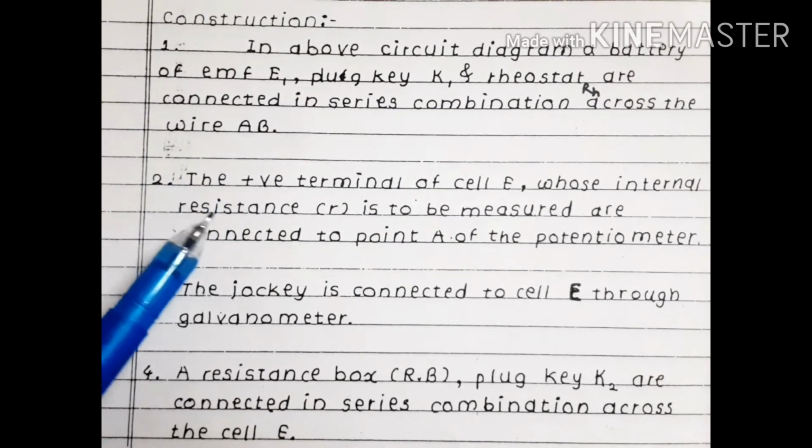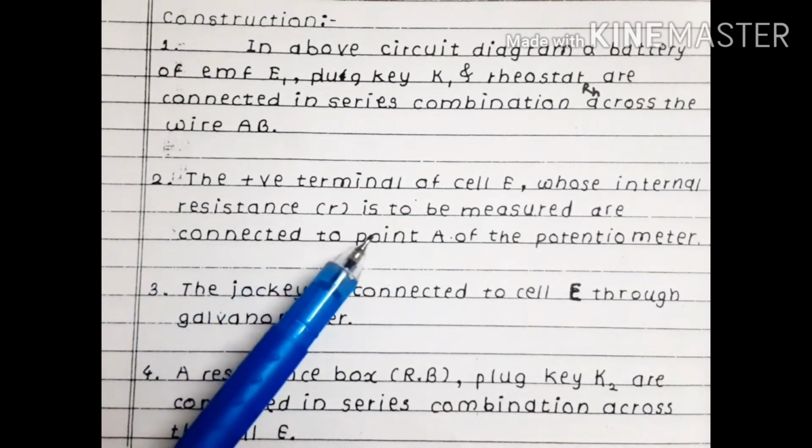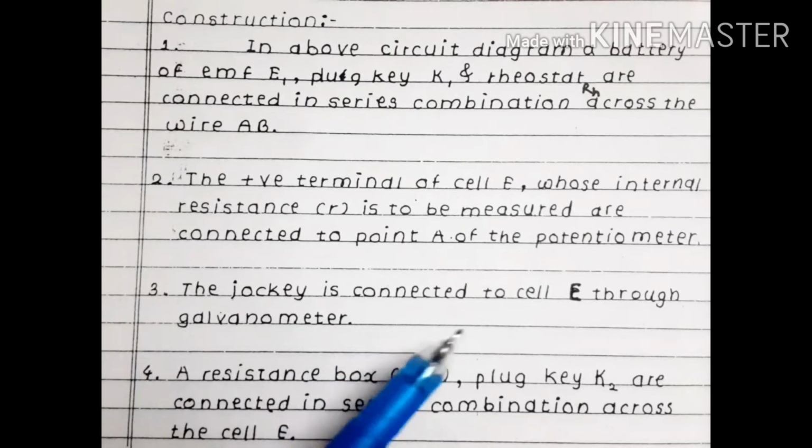The positive terminal of cell E, whose internal resistance is to be measured, is connected to point A of the potentiometer. The jockey is connected to cell E through a galvanometer. And the last point of construction: a resistance box RB and plug key K2 are connected in series combination across the cell E. That means that series combination is connected across the cell whose internal resistance is to be determined.